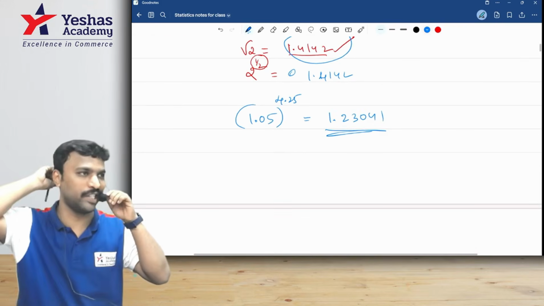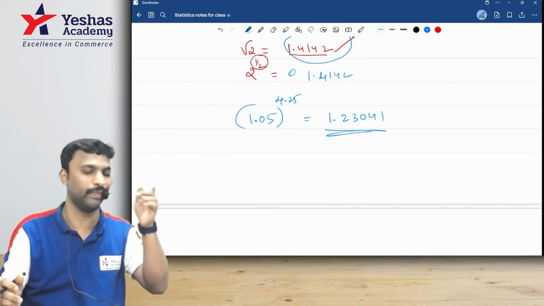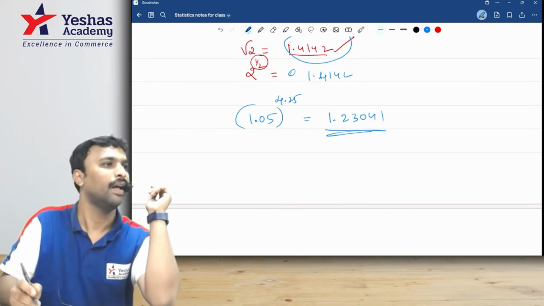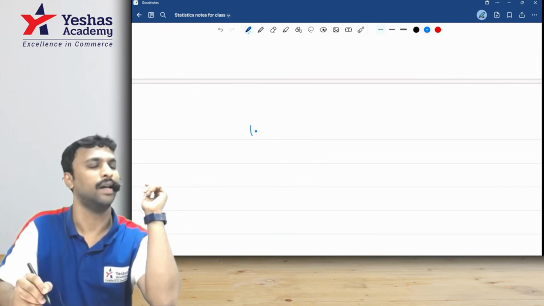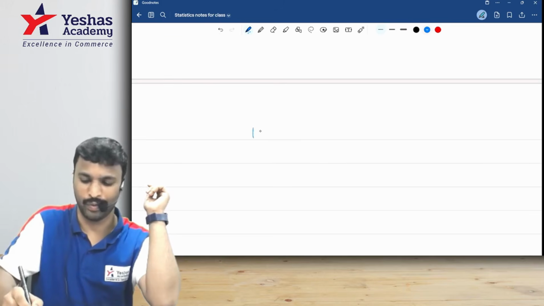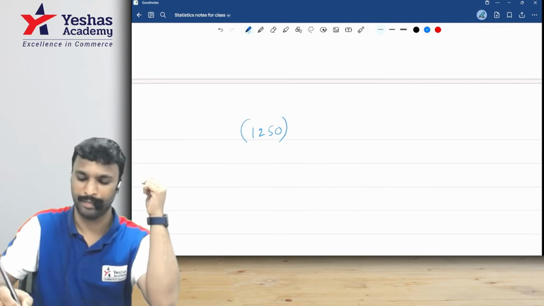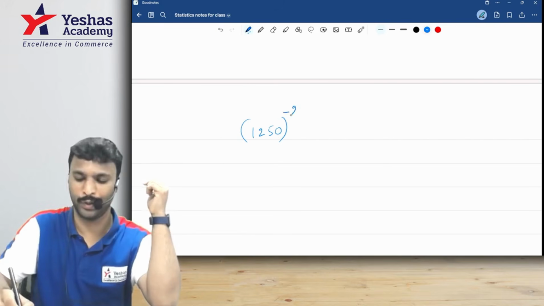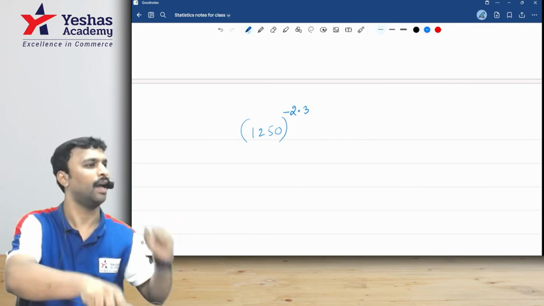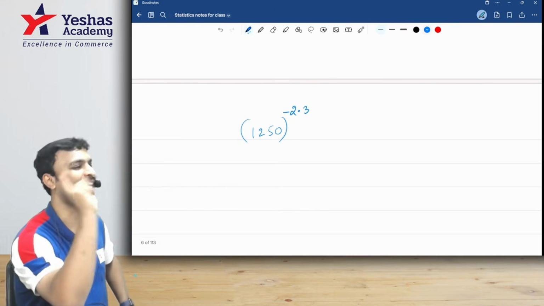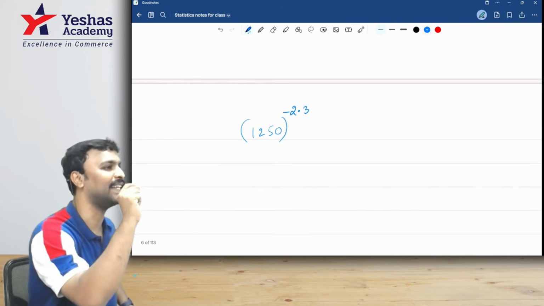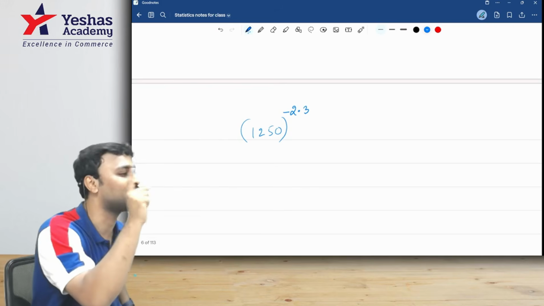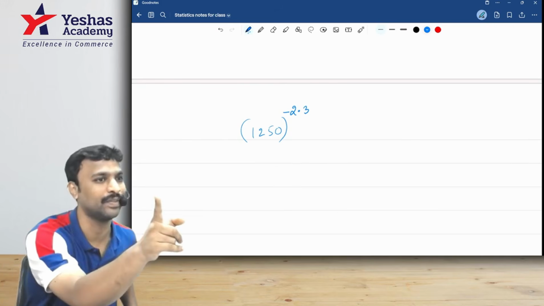Everyone, I want you to do this calculation before we move on to the next step. Take 1250 power minus 2.3. Now, when you raise to a negative power, I told you what to do. Into, then that number 2.3, then make it negative by pressing plus or minus. You have to be very careful.